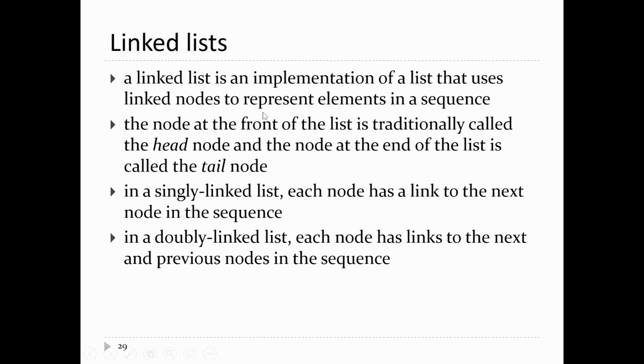You know that in a linked list, you use a sequence of nodes to store the elements. The first node is traditionally called the head node. The last node is traditionally called the tail node. Sometimes first and last are also used, but I'm going to use head and tail. In a singly linked list, each node has a link to the next node, and in a doubly linked list, every node has a reference, or a pointer, to the next and the previous node.